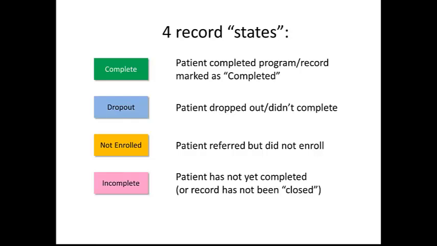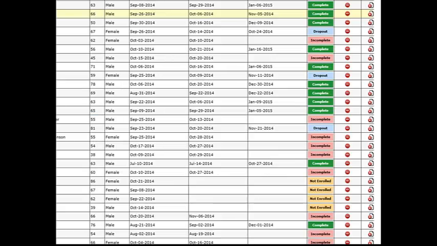And then incomplete. Now an incomplete means that either the patient hasn't yet completed the program, or someone hasn't closed the record yet. They haven't marked it as completed or dropped out. And these are the ones that I especially target when I'm looking at the patient list. So let's take a look at an example. So here again, I would just scan through quickly, look at the records that are marked as incomplete.